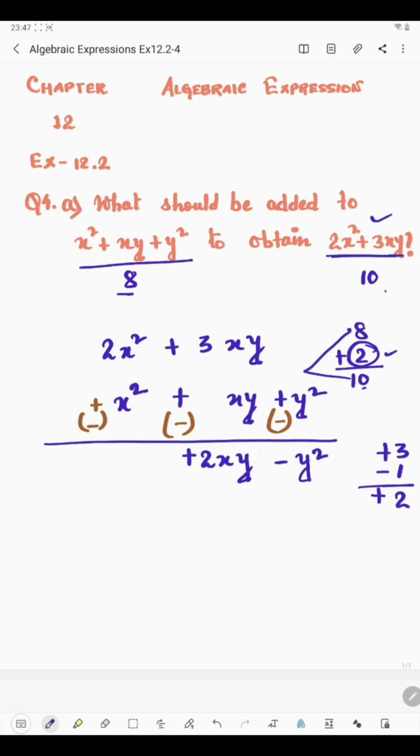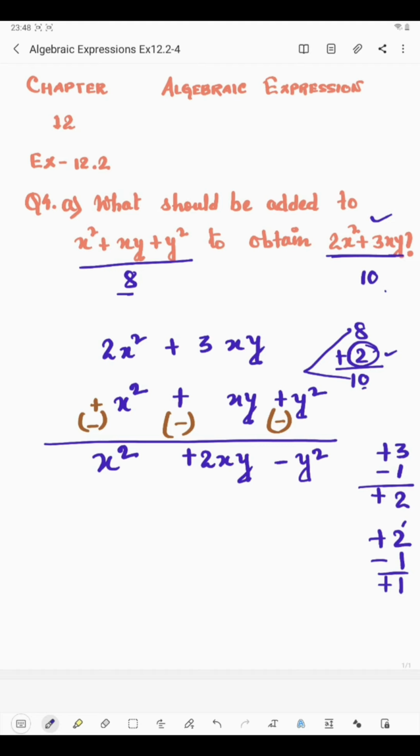Okay, now here we have plus 2x square and minus x square. So plus 2, and the coefficient of this x square is 1. So it's minus 1 because this plus sign has been changed into minus sign, right? So it is plus 2 minus 1. So 2 minus 1 is 1, and since 2 is greater and the sign of 2 is positive, it will be plus 1. But we never write plus 1 x square, right? We'll write x square. So the answer of the A part will be x square plus 2xy minus y square.